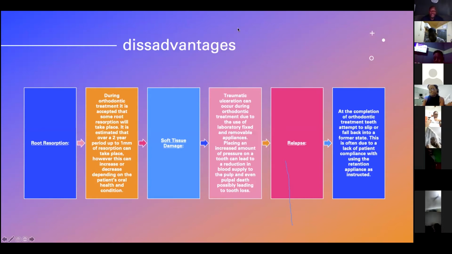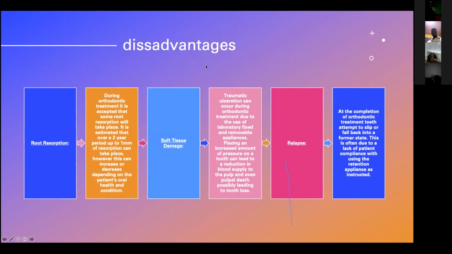With orthodontic treatment, we can also have some disadvantages as well. And this is why it's important for us to understand what we're doing, what we are trying to achieve, and how we can achieve the desired tooth movement. If you don't know what you're doing, there are some disadvantages that can occur. Even if you know what you're doing, there are still some, but having an informed, educated theory or principle of what you're doing will minimize these risks.